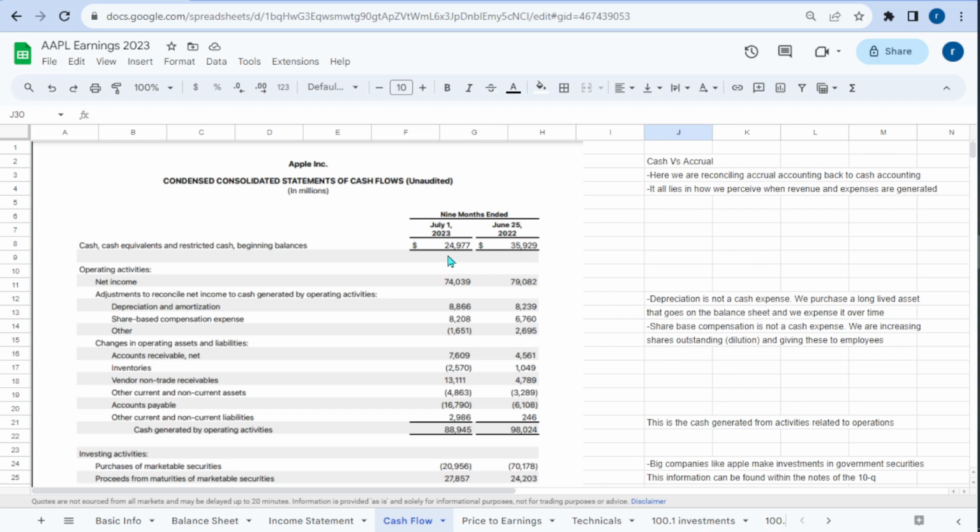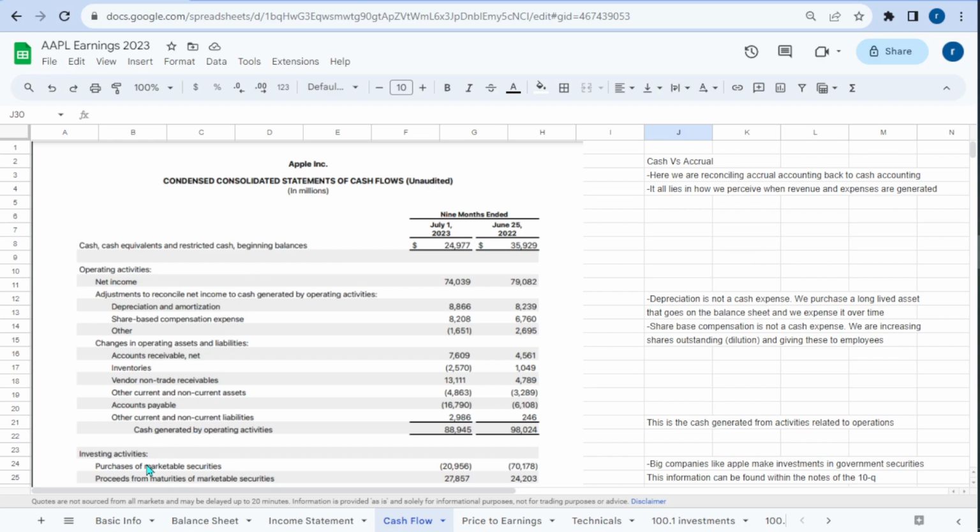So here, when we're looking at a statement of cash flow, they're basically undoing all of that accrual accounting and getting it back to cash accounting. That's essentially what they're doing. This is literally how much cash was generated as of now, versus accrual accounting, which is looking at all these different timing differences.